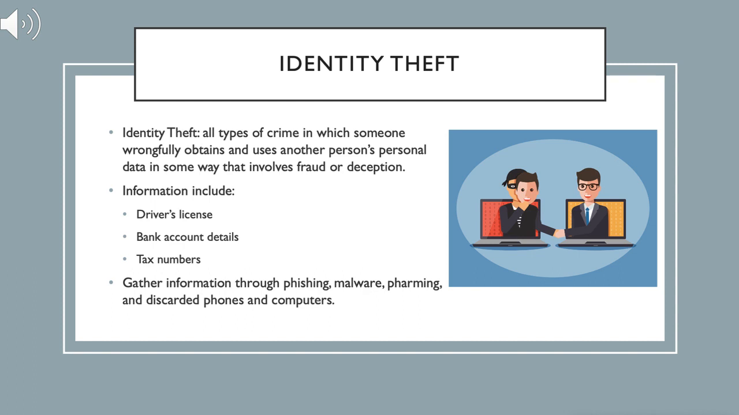The last method of violating consumer privacy is identity theft. Identity theft is all types of crime in which a person wrongfully obtains and uses another person's personal data in some way that involves fraud or deception. In short, identity theft occurs when someone accesses the user's personally identifiable information to commit fraud. This information includes the driver's license, bank account details, tax numbers, and other data that can impersonate him online.